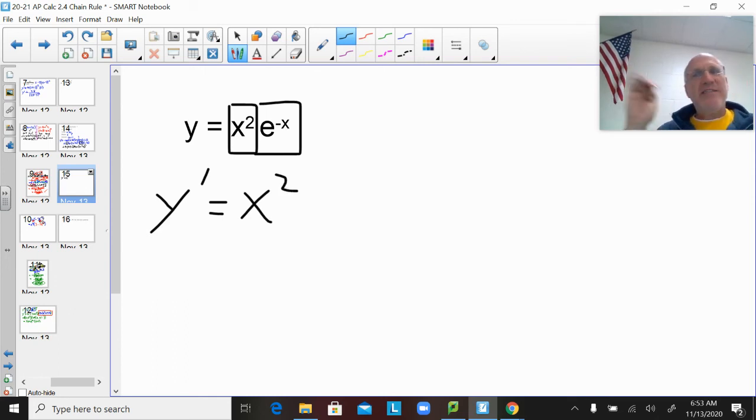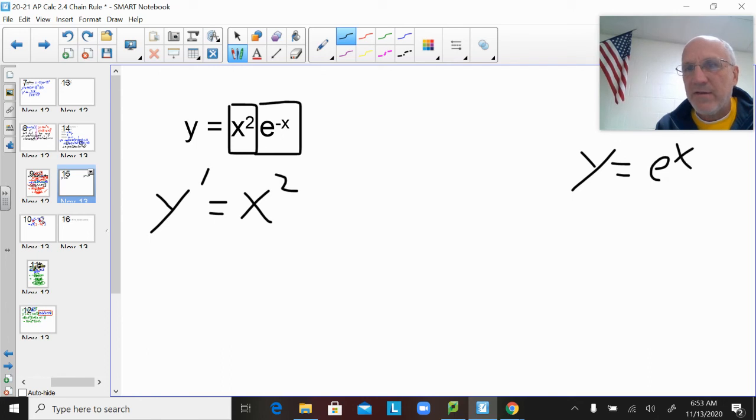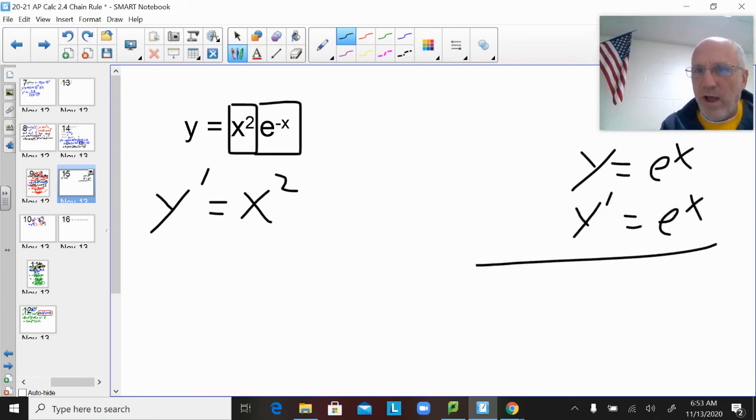The first times the derivative of the second. I've got to be careful here. The derivative of e to the something, I would argue that's a little chain rule. I know you know this, that if y equals e to the x, then its derivative is itself. We love that function. But what if y is just e to the negative x?